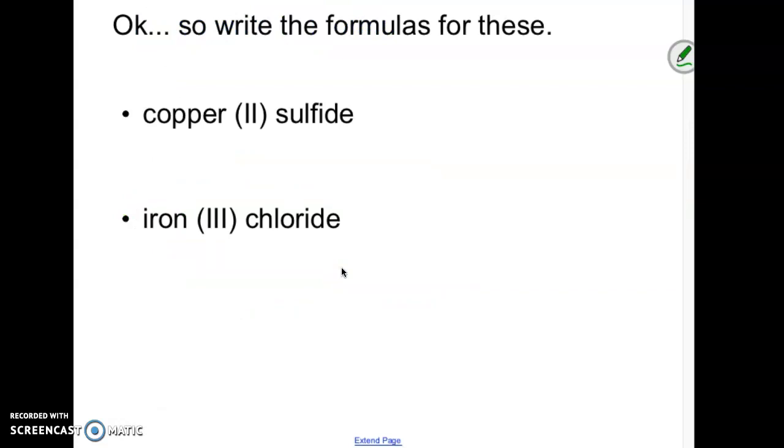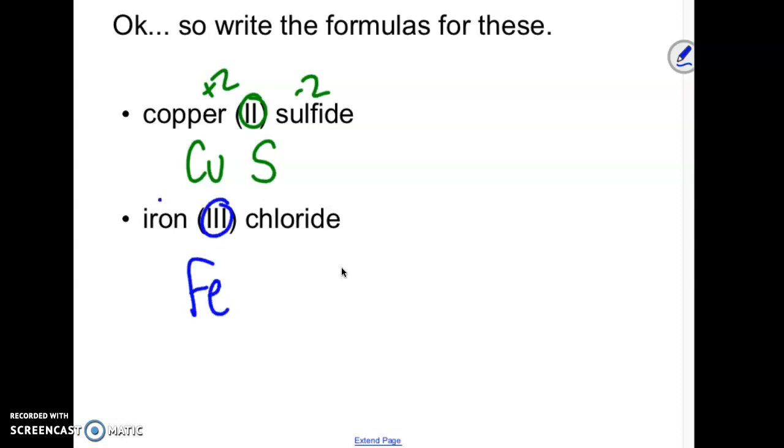Okay, then we're going to do the names here real quick. The same sort of thing we're going to do with the formulas. So this is copper, Cu, sulfide is an S. Copper is a +2 because it says so right there. Sulfide is sulfur, a -2 from my periodic table. I'm good. It's just CuS. Iron is Fe from my periodic table. Its charge is a +3, so I'm going to put that off to the side. Chlorine's a -1, it's Cl. Lowest common multiple between 1 and 3 is 3. I need 1 iron, but remember I don't put the number 1 as a subscript. I need 3 chlorines to get to a -3, so it's just FeCl3.